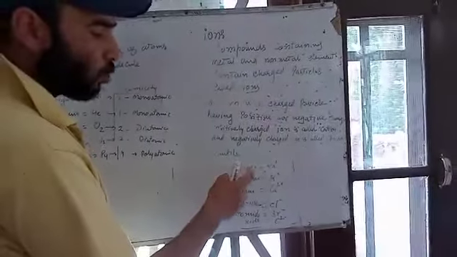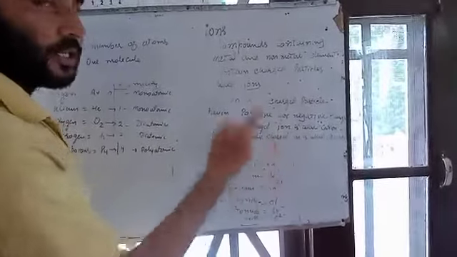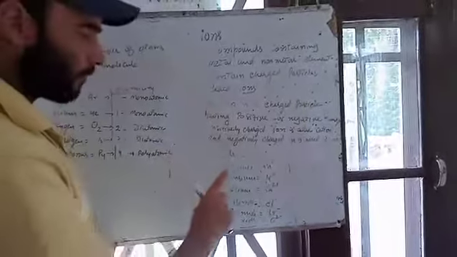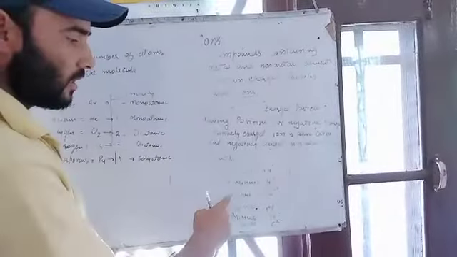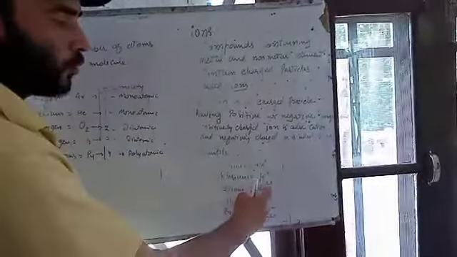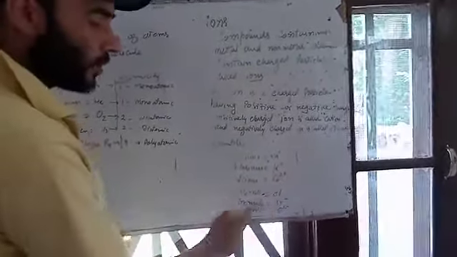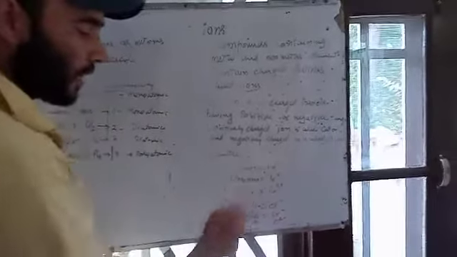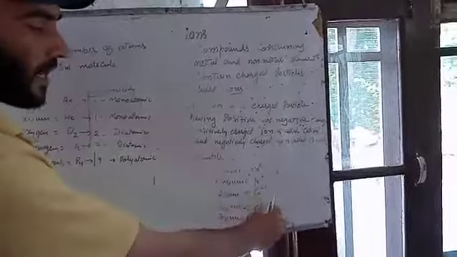Examples are here. Sodium, Na+, is a cation. Potassium, K+, cation. Calcium, Ca2+, cation. Chloride, Cl-. Bromide, Br-. Oxide, O2-. These are anions.